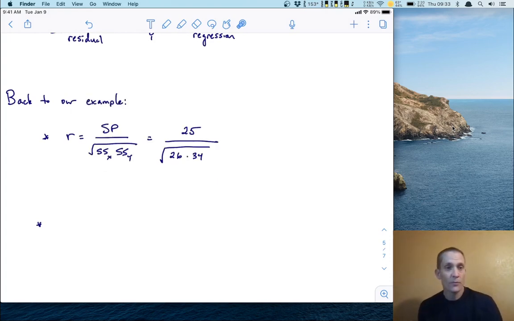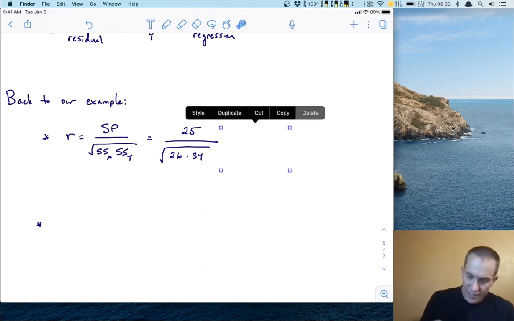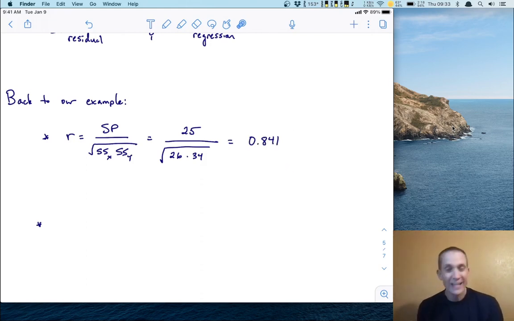So we take the sum of products divided by the square root of the sum of squares for X and Y. So that's going to be 25 divided by the square root of 26 times 34. Again, just go back to the previous work that we just did to find those numbers. And what does this turn out to equal? This turns out to equal 0.841. It's a pretty big correlation in this case.